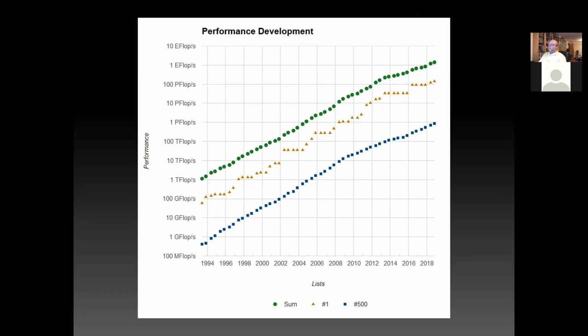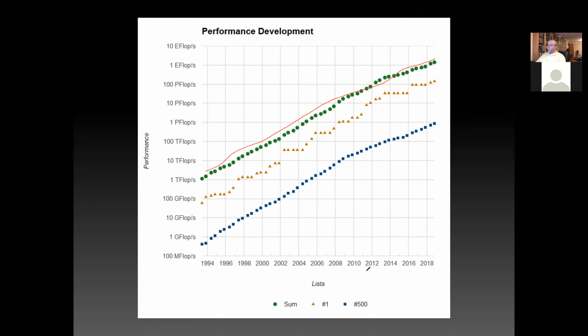Here you can see a chart of the total. The green line is the sum of all performance today. So if you sum all the computers today, we are at the exaflop limit. The top 500 computers are the triangles here. These are the fastest computers today. And the blue ones are the lower level of the top 500 list. So you can see here that we are at 230 teraflops. We are somewhere like here.